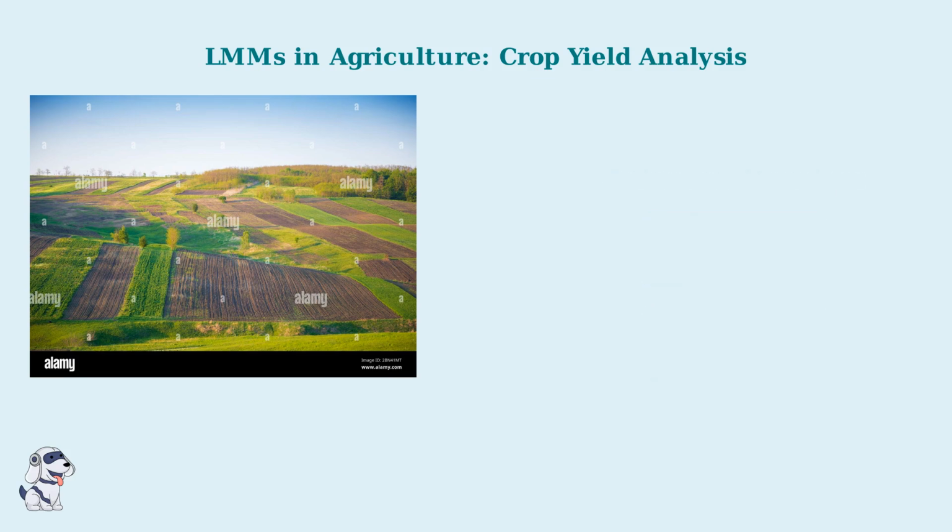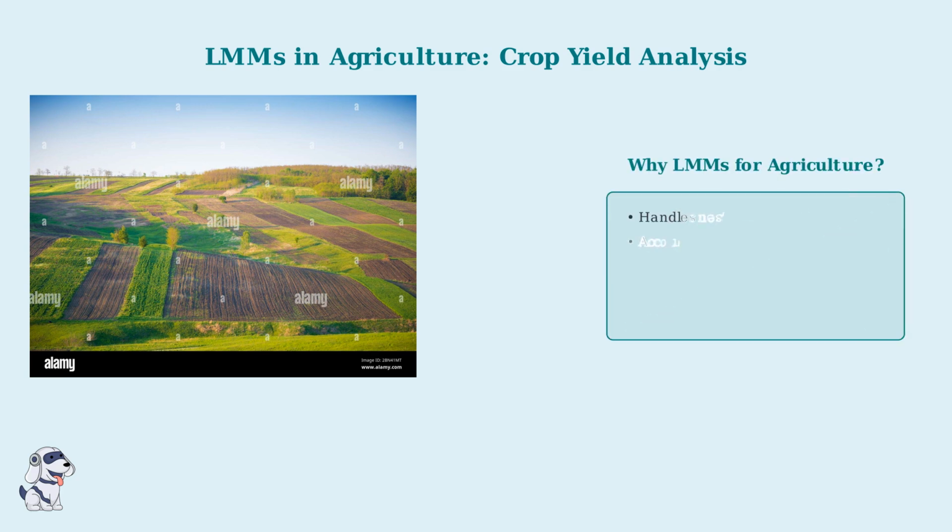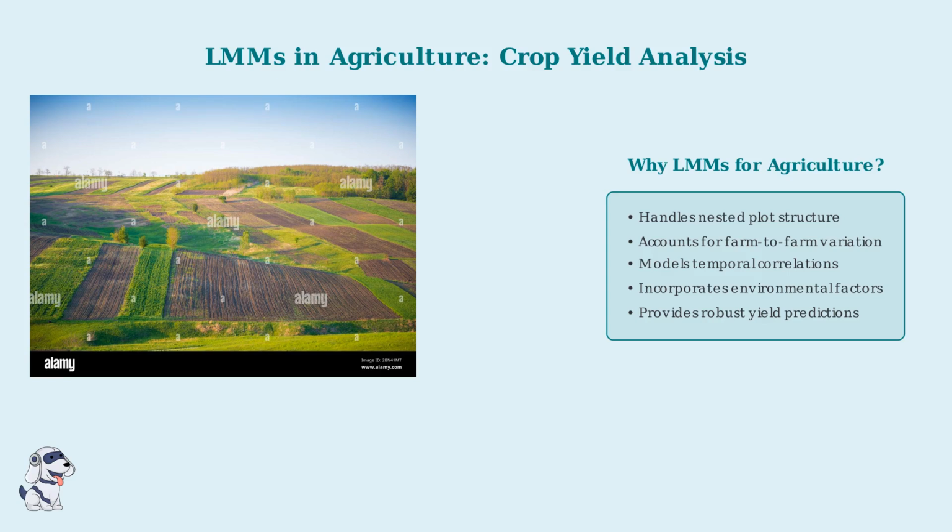Linear mixed models are ideal for this agricultural application because they can simultaneously account for the hierarchical structure, temporal correlations, and environmental influences on crop yields. This approach enables agricultural researchers to separate plot-level effects from farm-level management practices and regional climate patterns, leading to more accurate yield predictions and better informed farming decisions.